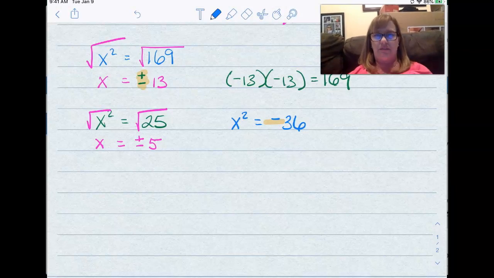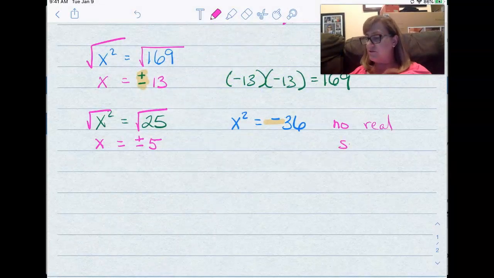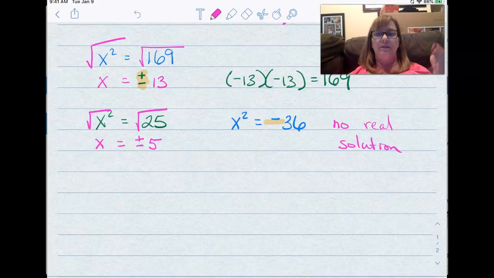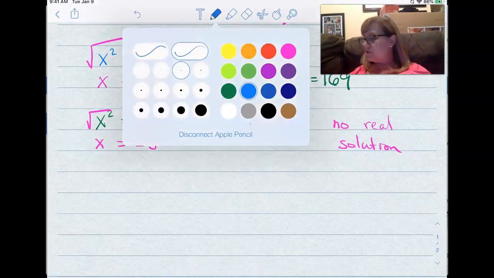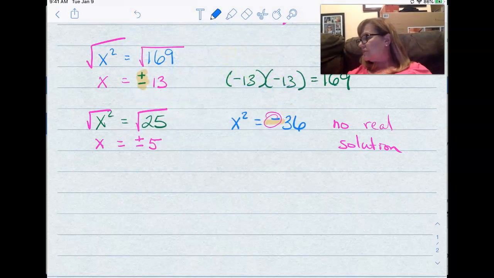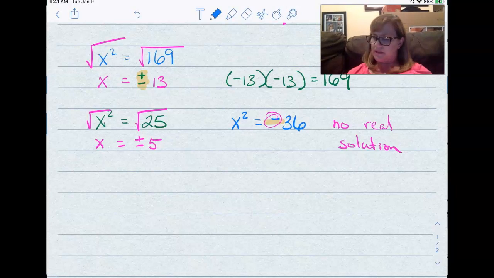And the reason you can't take the square root of a negative number is because of what I taught you up there with the square root of 169. So when you see something like this, your answer is going to be no real solution. And you leave it and you go on to the next problem, simply because you can't get anything to multiply by itself and give you a negative number. Good job.